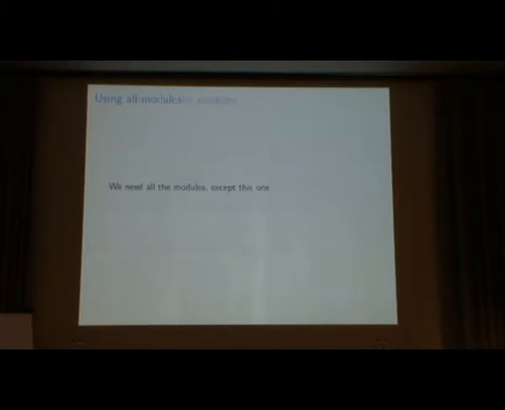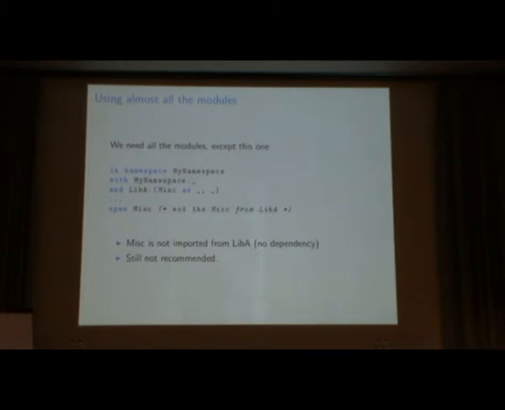There may be a solution because we maybe want to import all the modules, but not entirely. For example, I can import all the modules from my namespace, and all the modules from lib_a except MISC. As a result, I can use MISC from my namespace, and the MISC from lib_a is not imported in the environment. There is no dependency on MISC from lib_a, but we still don't recommend it because it has the same problem. You may shadow some other names.